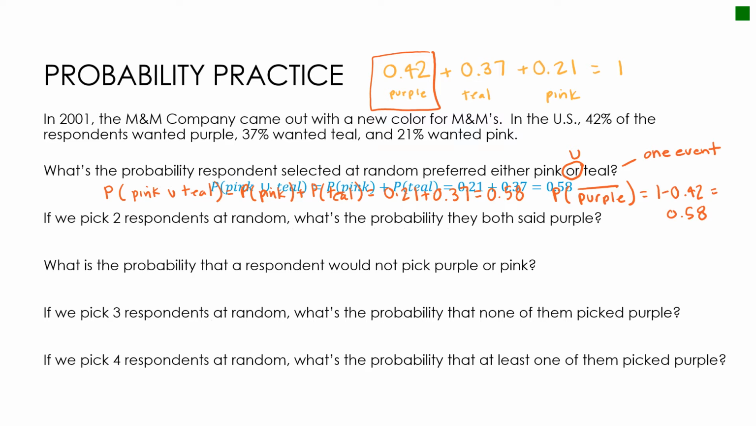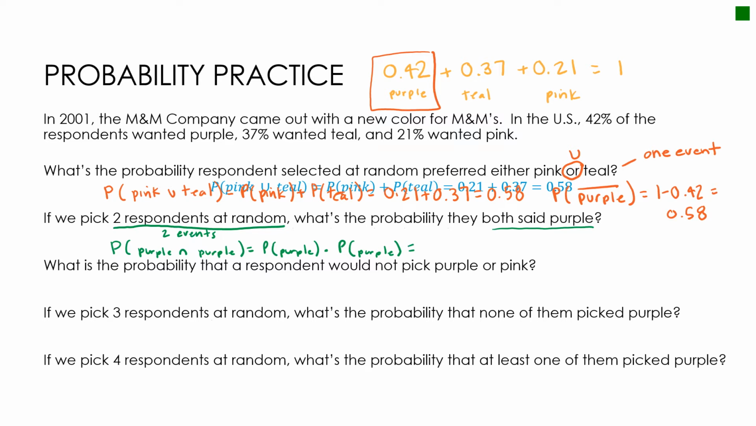So now let's take a look at our second question, and it says if we pick 2 respondents at random, well, that right now tells me that I have 2 events. And when I have 2 events, I'm probably going to be multiplying. Not probably, I'm going to be multiplying. And this one says what's the probability that they both said purple? So I'm going to say the probability of purple and purple means the probability of purple times the probability of purple.